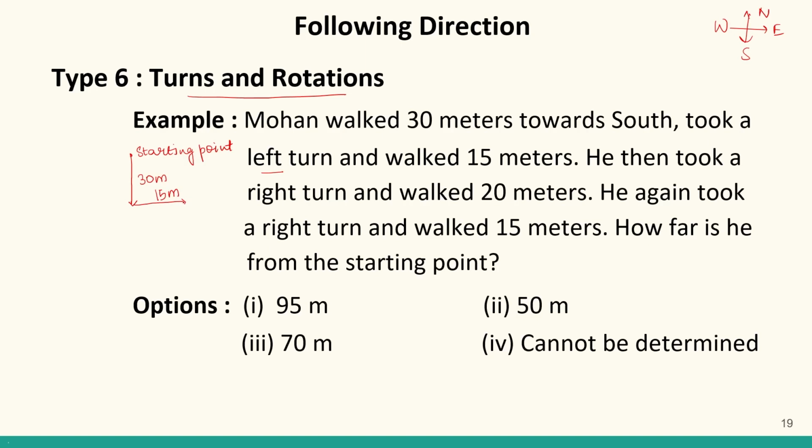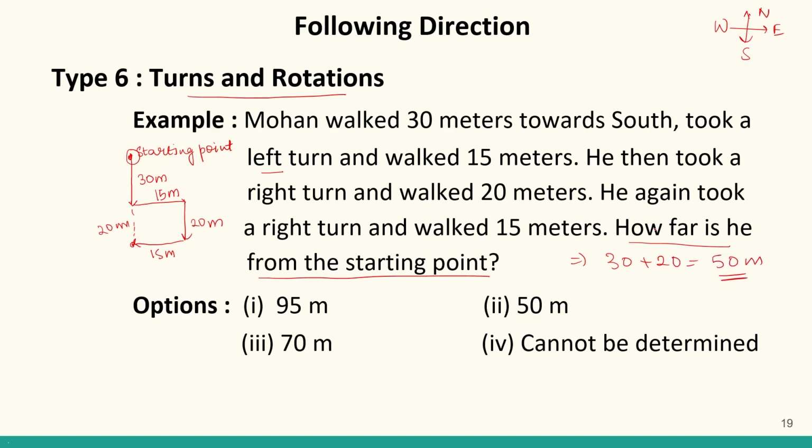And then he took a right turn. So right turn from east direction will be here, and he walked for 20 meter. Then he again took a right turn. So right turn from this direction will be over here, and he walked for 50 meter. So he came back exactly below this point. Now we have to find out how far is he from the starting point. So this was your starting point. This distance will be equal to this distance, which is 20 meter. So from starting point, his total distance will be 30 plus 20, which is 50 meter.